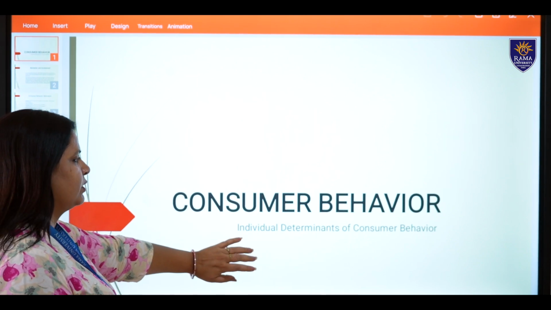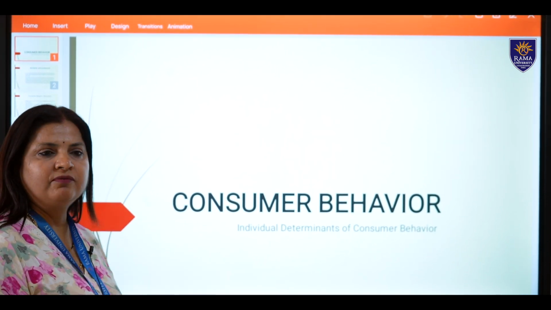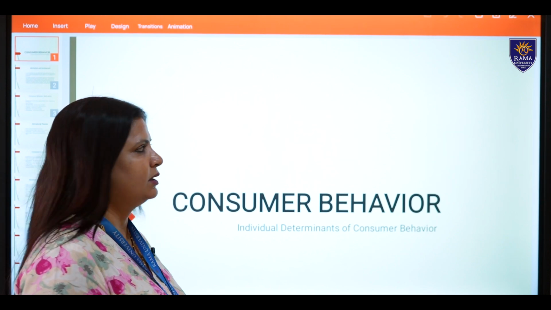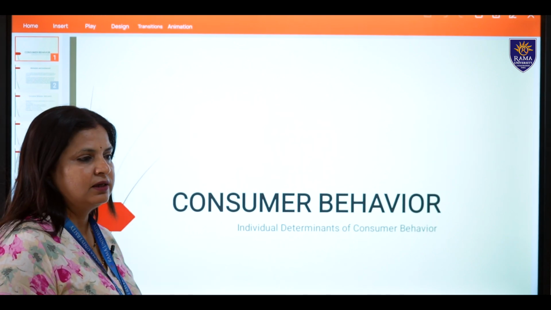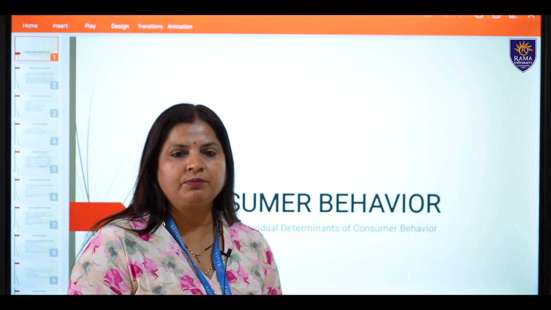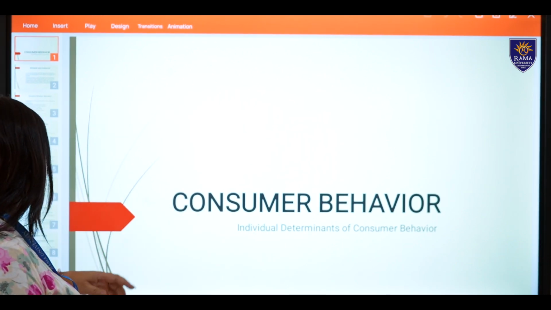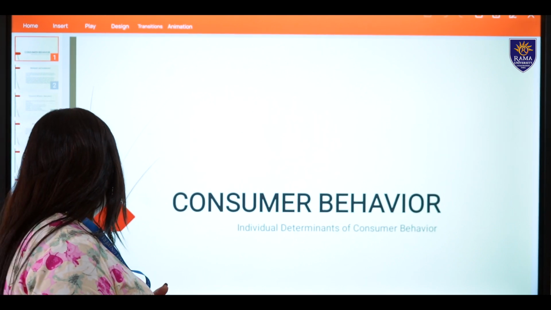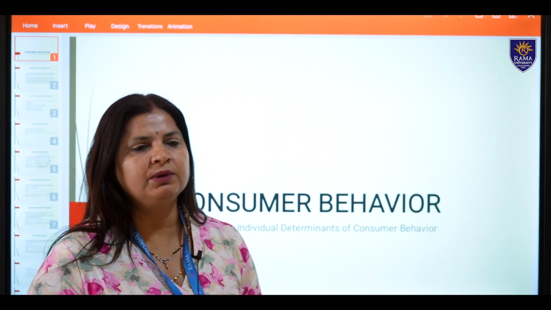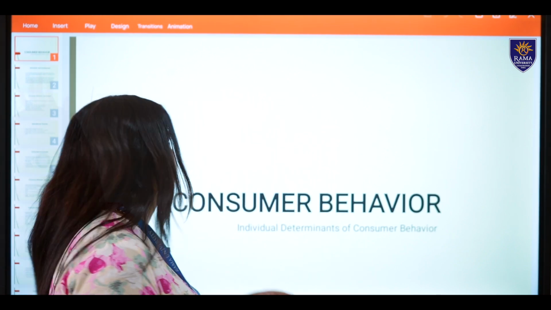Under the subject of consumer behavior, individual determinants of consumer behavior include different types of determinants: motivation and involvement, attitude, perception and consumer involvement, attention, perception, consumer learning, consumer imagery, values, etc. So, firstly we start from consumer motivation and involvement.